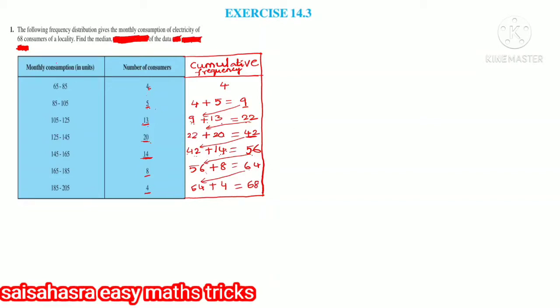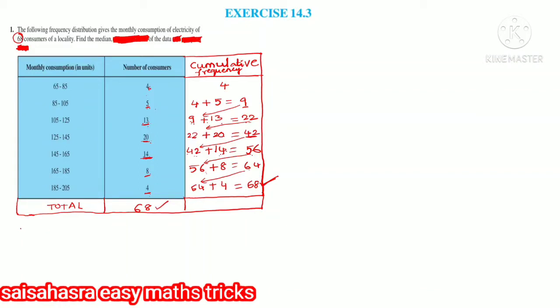Next, the total number of consumers is given as 68. Let us check. 4 plus 5 is 9, 9 plus 13 is 22, plus 20 is 42, plus 10 is 52, plus 4 is 56, plus 4 is 60, plus 8 is 68. This is the total frequency. Total frequency we got 68. To check whether you have done the cumulative frequency correctly or not, the ending number of the cumulative frequency must be equal to the total frequency, then we get the confirmation that we have done the cumulative frequency calculation correctly.